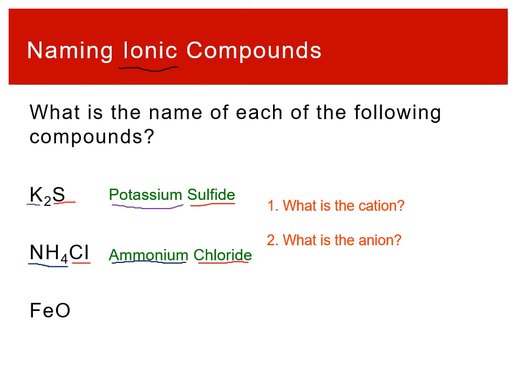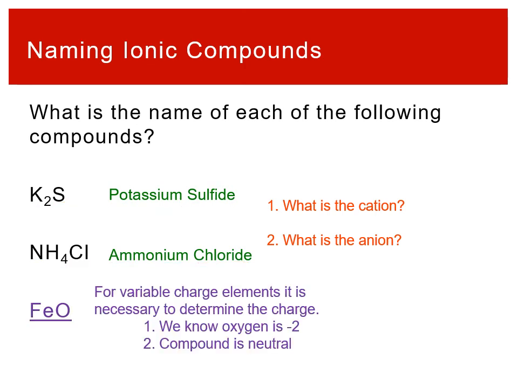FeO. On face, we may be tempted to call this iron oxide. Fe is iron, O is oxide. But Fe is a transition metal. Since Fe is a transition metal, we don't know what charge cation it's going to form. We have those handful of exceptions, but in general, if you have a transition metal, you can't know what the charge is going to be. So we need to figure out, in order to name this, we know it's going to be iron something oxide with a number. We need to figure out what that number is going to be.